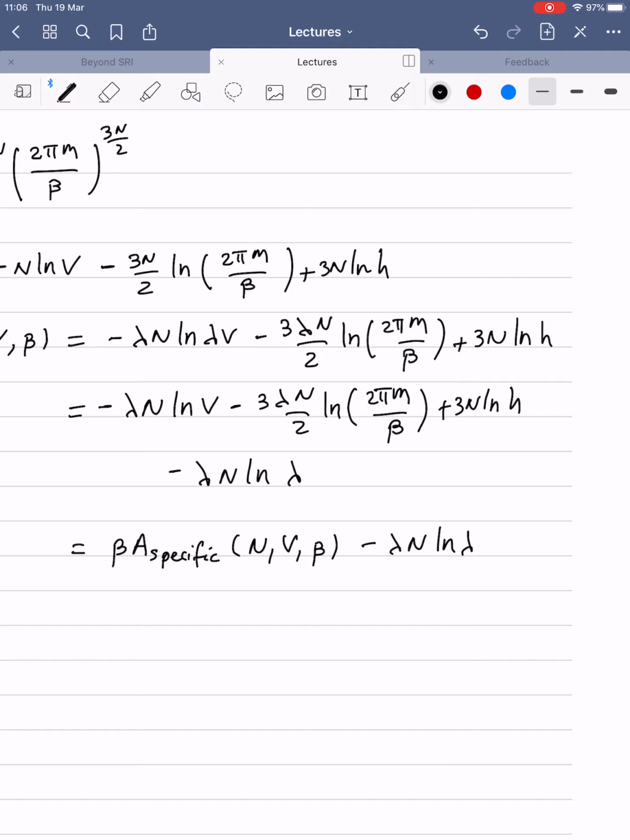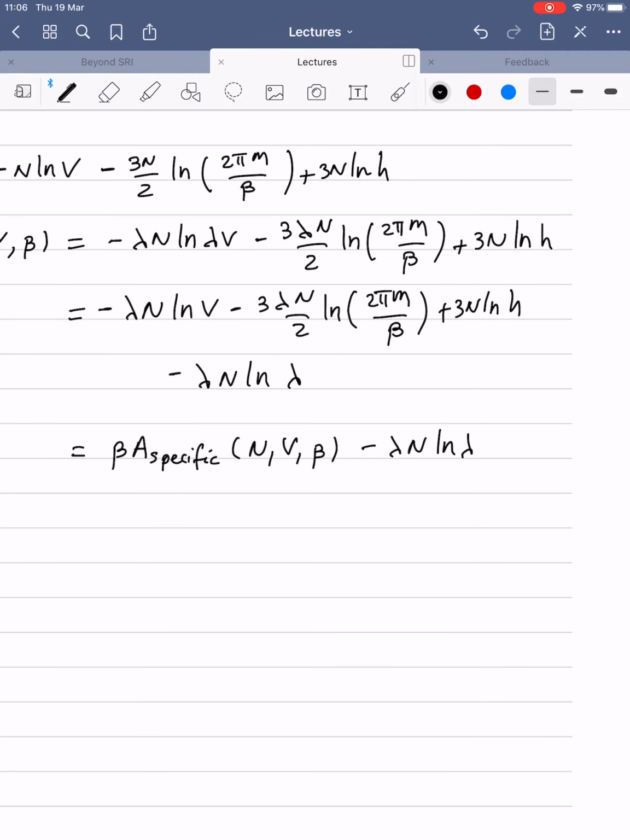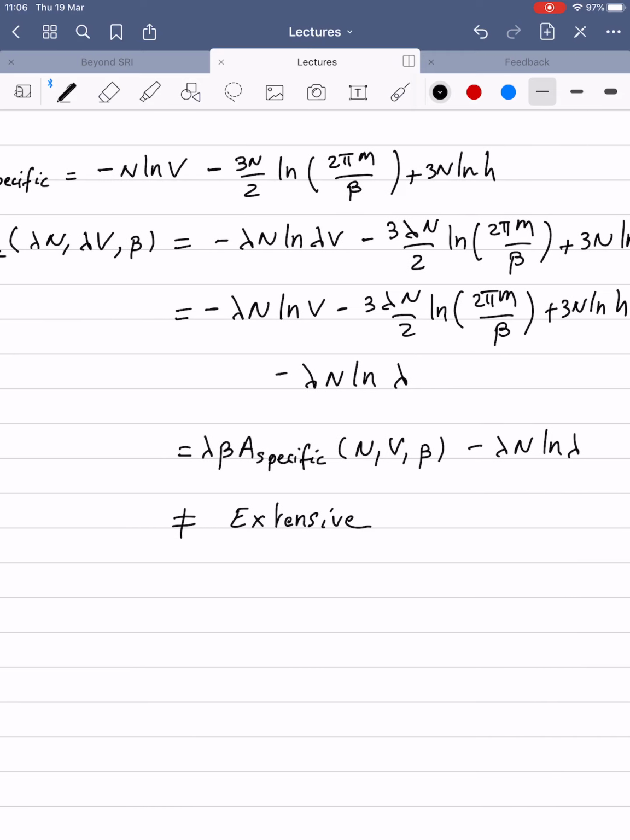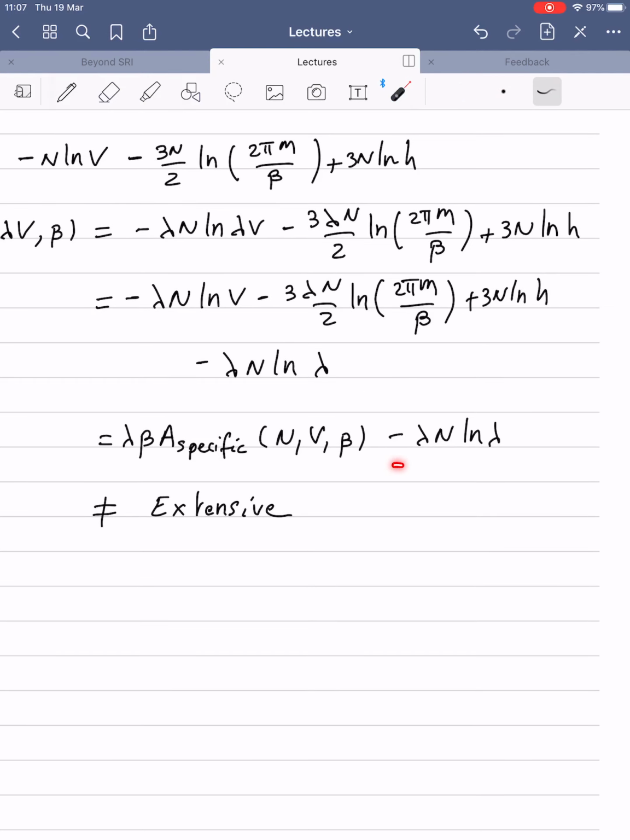Okay, so what is sure from this is that this is not extensive. If you don't remember what extensive means, then again I encourage you to review it. So that's lambda times beta A. What this means is that beta A of lambda n, lambda v should be equal to lambda A of n, v. And because this is not the case, as there is this extra term here, the specific partition function doesn't do the job.